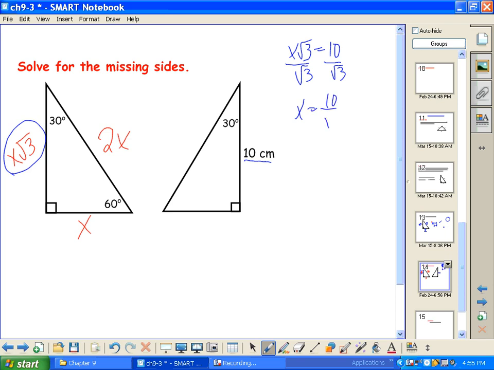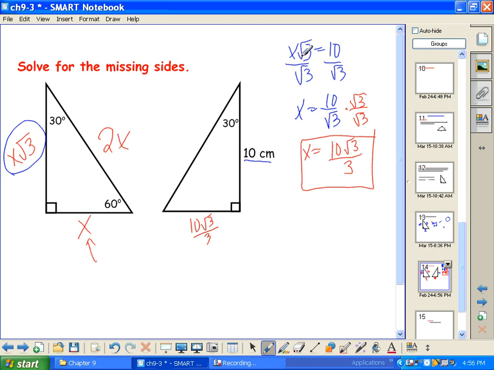And once again, I run into that problem where I have a radical in the denominator. So in order to get rid of the radical in the denominator, I need to multiply both numerator and denominator by radical 3. So clean it up. We have 10 radical 3 over 3. And this is an acceptable answer. Do not take 10 divided by 3 and get 3 1/3. Just leave your answer as is. So now I know, since we solved for x, remember x on our formula triangle is the short leg. So my short leg has to be 10 radical 3 over 3.